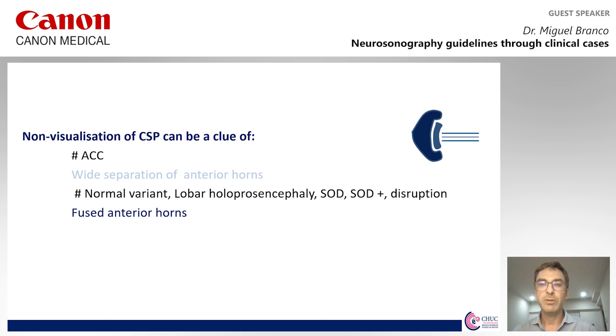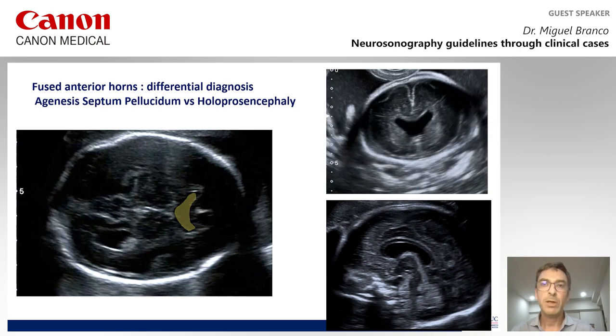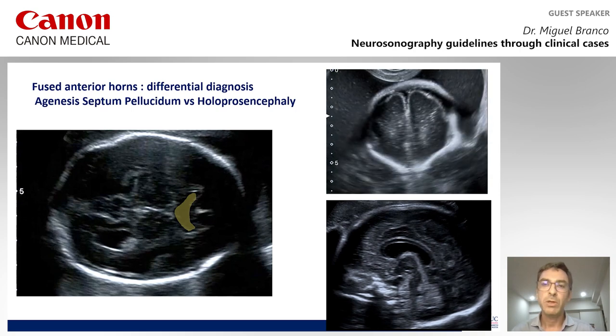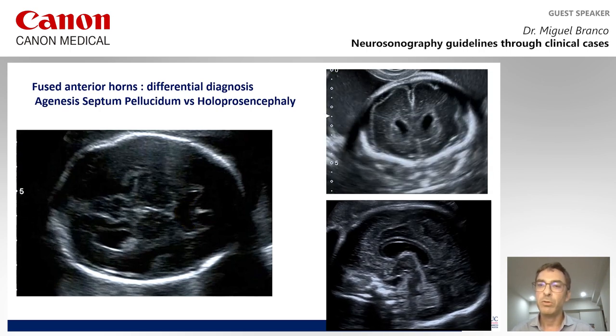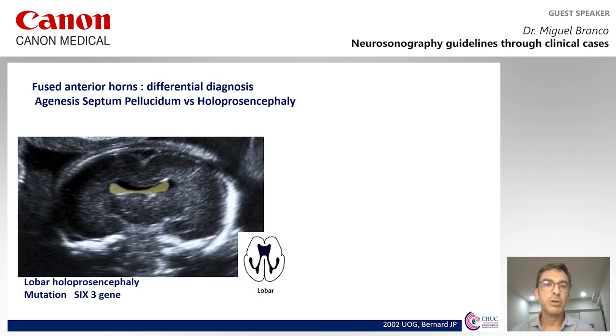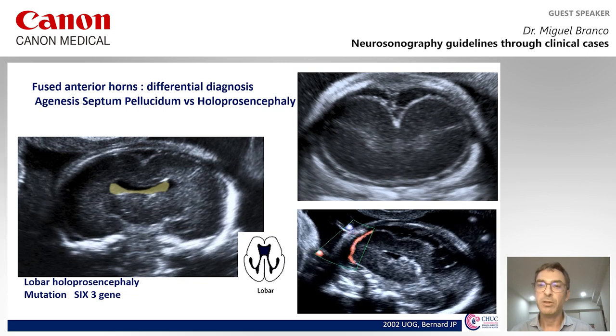But we must prompt the differential diagnosis with lobar holoprosencephaly and septo-optic dysplasia. In agenesis of the CSP, we have fused anterior horns and otherwise normal brain morphology with a normal corpus callosum. By contrast, in lobar holoprosencephaly, we have fused frontal horns and a dysgenetic or absent corpus callosum with the anterior cerebral artery running under the skull.